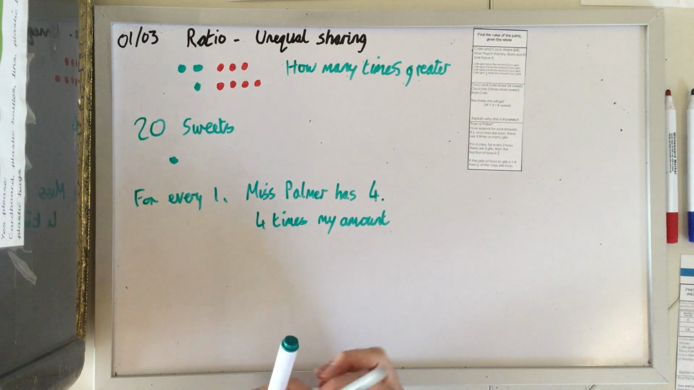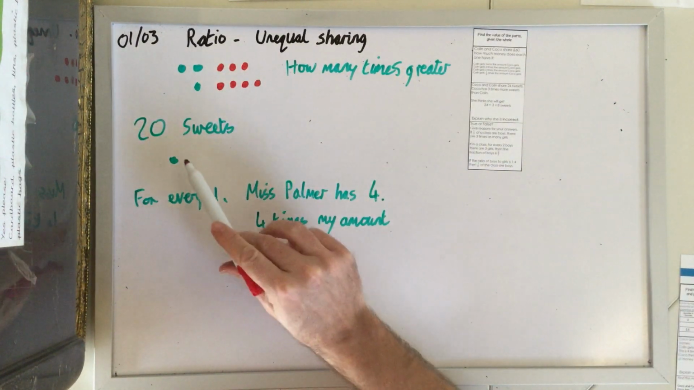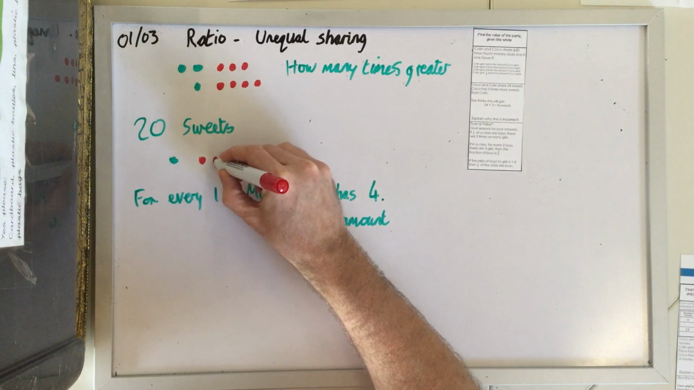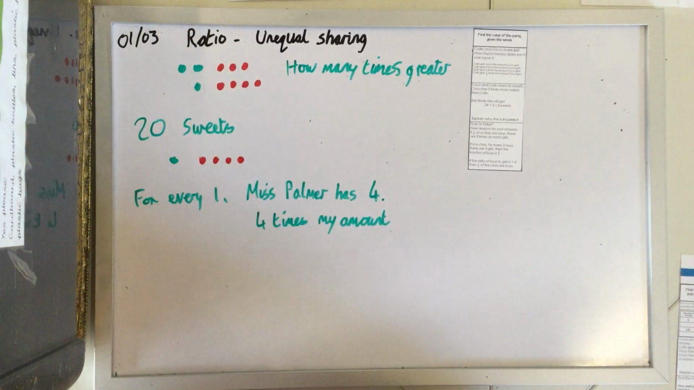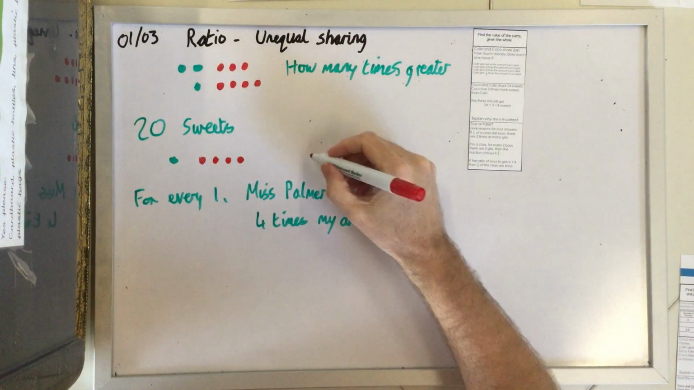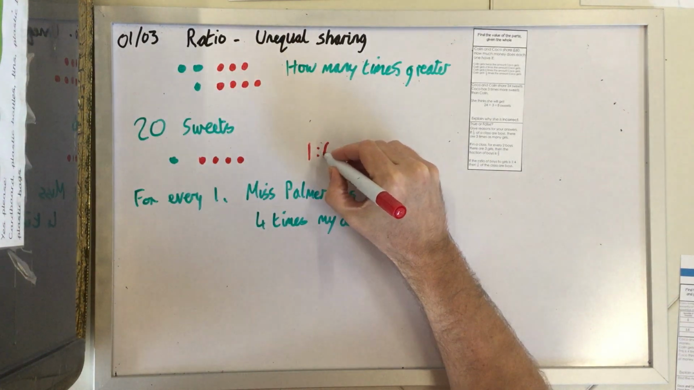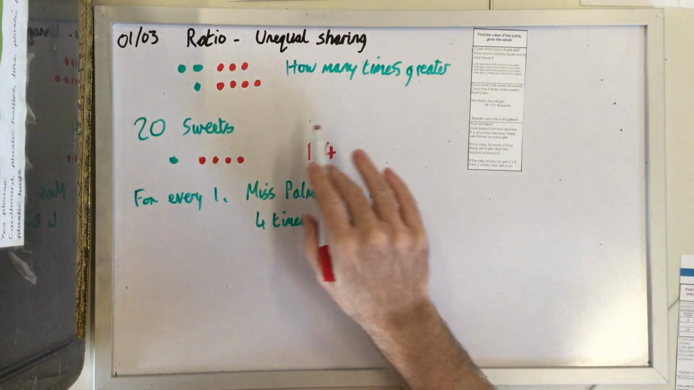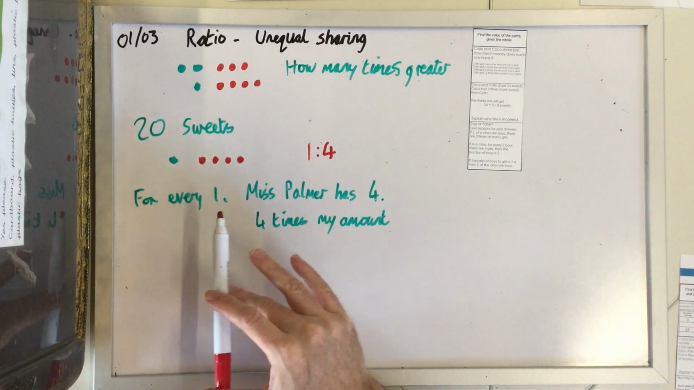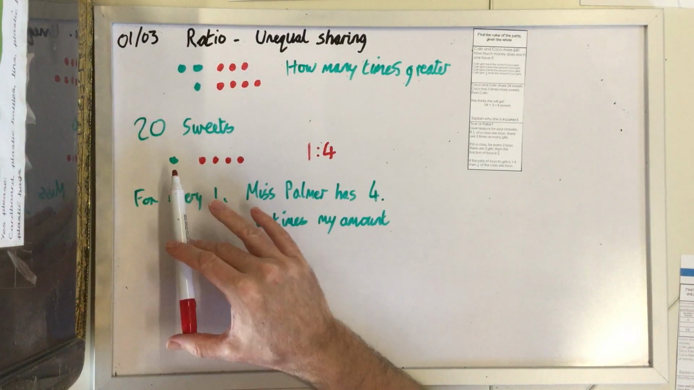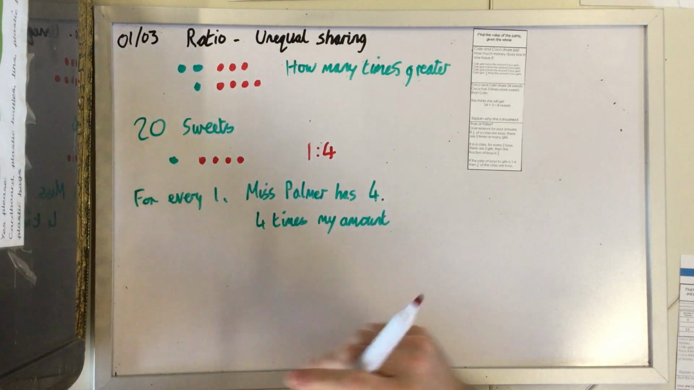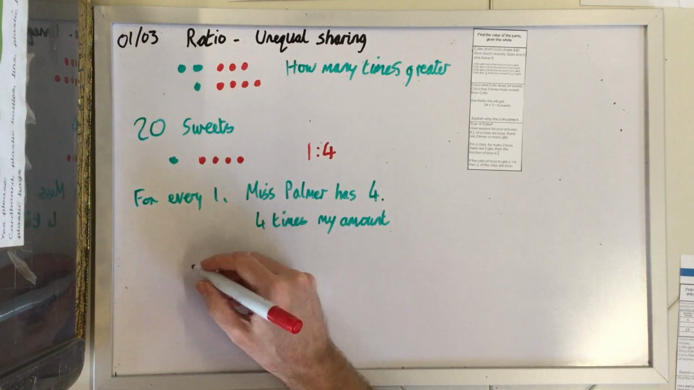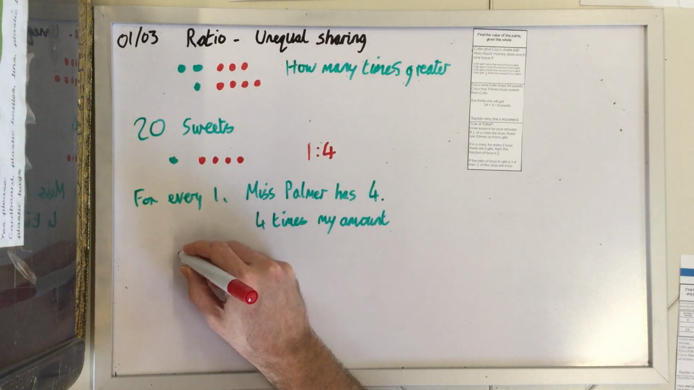So for every 1, let's say that's my 1, Miss Palmer has 4. So our ratio, we write our ratio as 1 to 4, with a colon in between. That's how it's written, you'll see it. But what we're actually thinking is how are we going to work this out? We've got 20 sweets altogether, but for every 1 of mine, Miss Palmer has 4. And we can do that by drawing it as a bar diagram to help us.